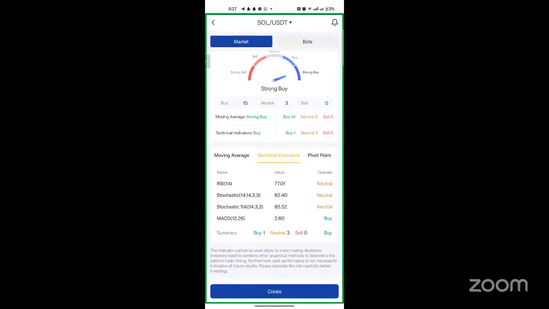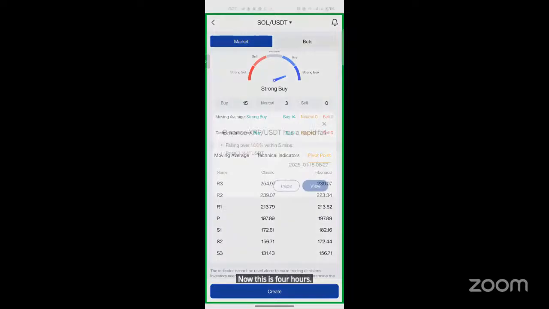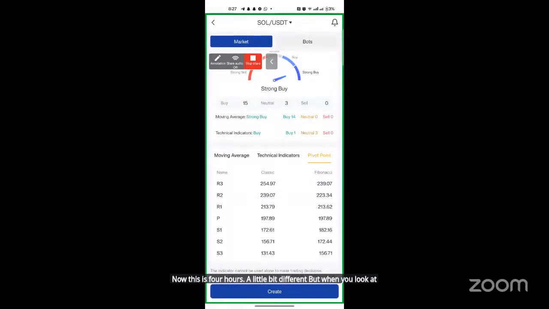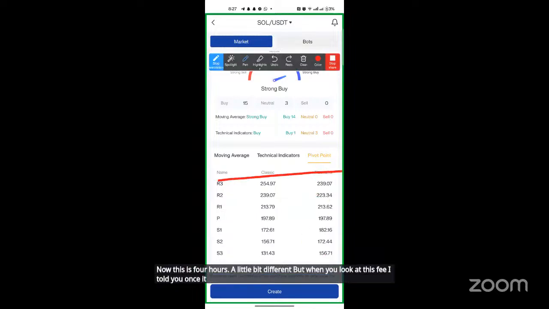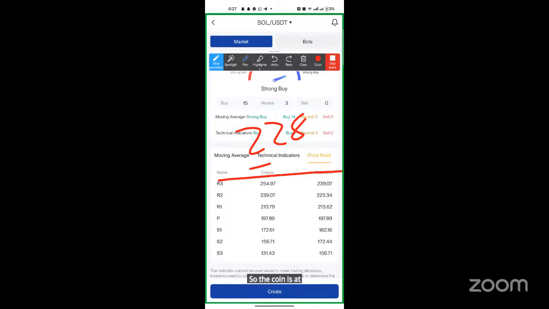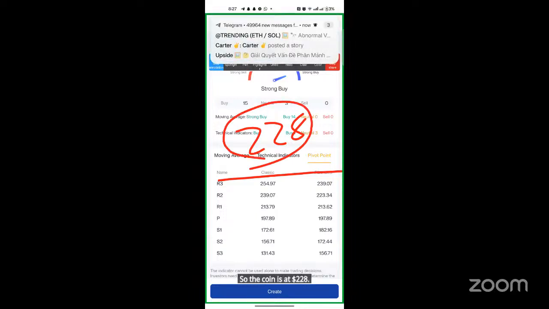Now, this is 4 hours, a little bit different. But when you look at this fib, I told you once it touches resistance 3, this coin has entered the oversold area. So the coin is at $228. So when I look through, this coin is just above here on the fib.